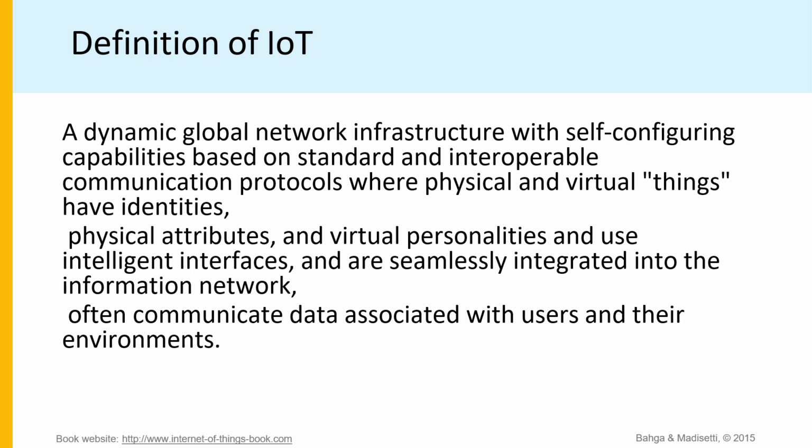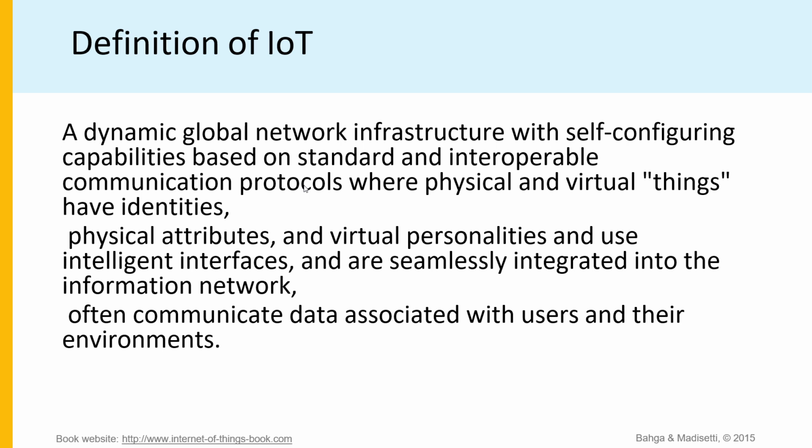Coming to the definition of IoT, it is a dynamic global network. It is the Internet of Things, right? About the Internet we are describing now: a dynamic global network infrastructure with self-configuring capabilities. It means that it will configure and control itself. There will be no manual work actually. Automatic, we can say in simple terms, and based on standard and interoperable communication protocols.